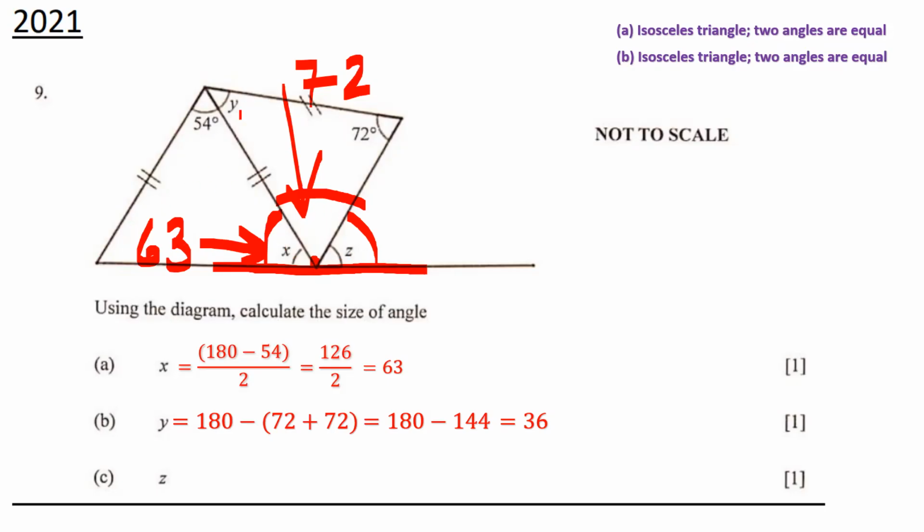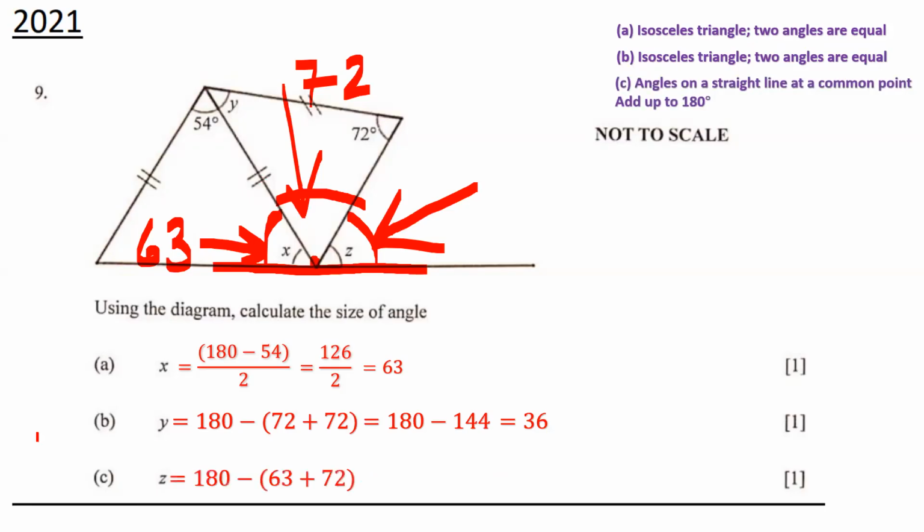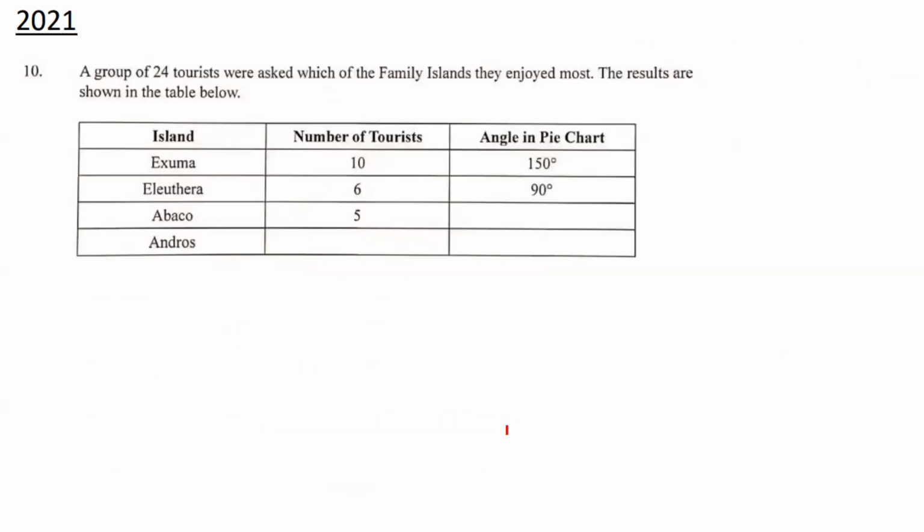So we have 63, 72. That means that whatever z is, it has to be such that when we add it with 63 and 72, the sum of those angles is 180 degrees. So we have to add 63 plus 72, which is 135, and we take 135 and subtract it from 180, which gives us 45. That means that z is going to be equal to 45. Okay, let's move on to the next question.